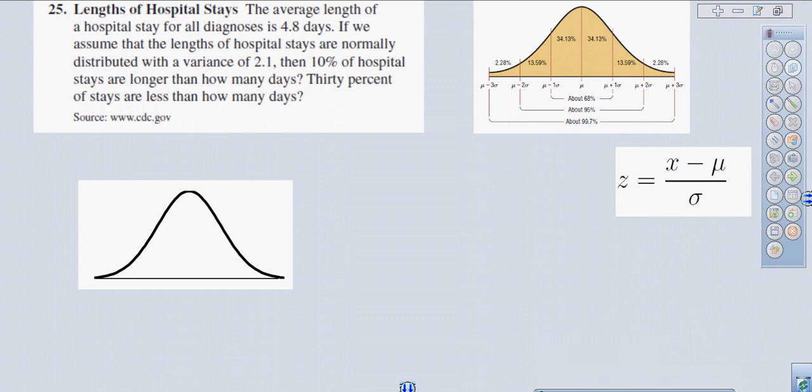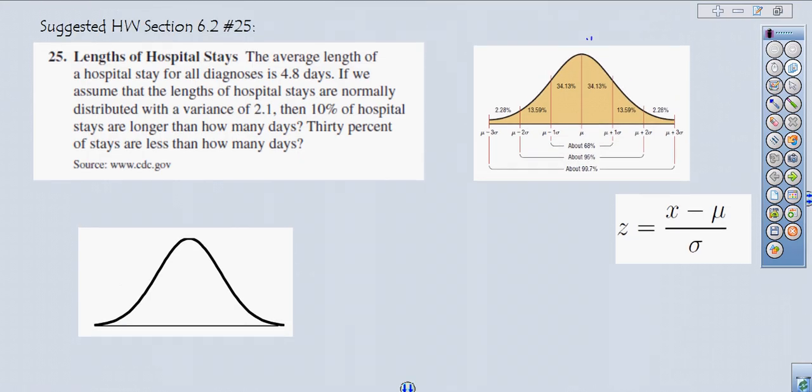Alright, this is a video for suggested homework 6.2, number 25. And what we're looking at here is basically exactly the same thing you're going to do in section 6.1, where you're finding the area under the curve using table E, but we're working the problem completely backwards. We're going in the opposite direction. So let's start off by identifying what we know.